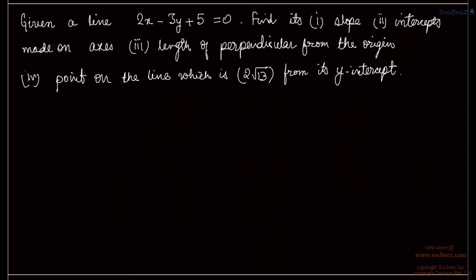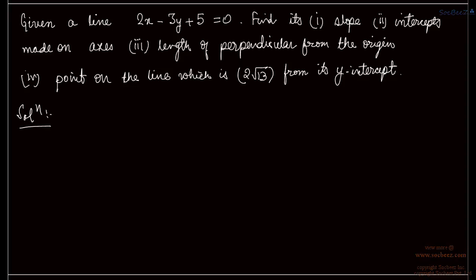Okay, so let's have another illustration. Given a line 2x minus 3y plus 5 is equal to 0. Find its slope, intercepts made on the axes, length of perpendicular from origin, and the point on the line which is 2 root 13 from its y-intercept. So we have a line 2x minus 3y is equal to minus 5.